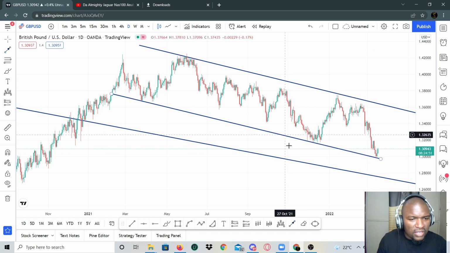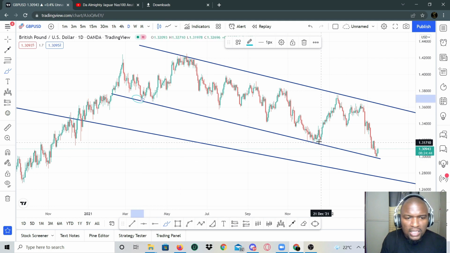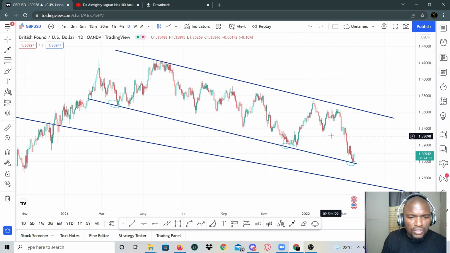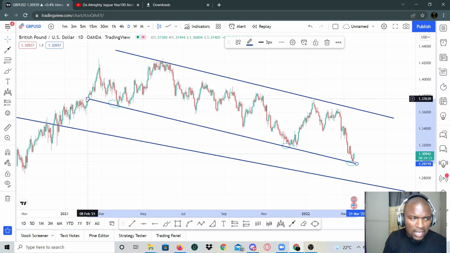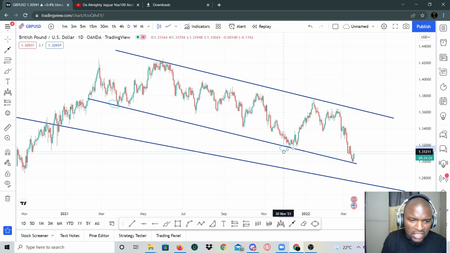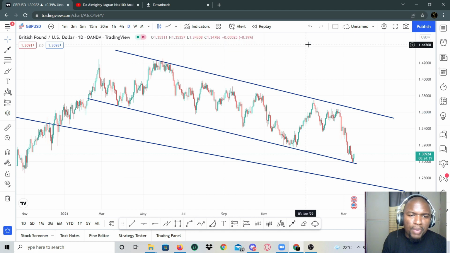So from these levels, we know that once we have touches from this level, we have 1, we have 2, and we have a third touch right here. So this clearly shows us that price has a third touch on our lower highs.